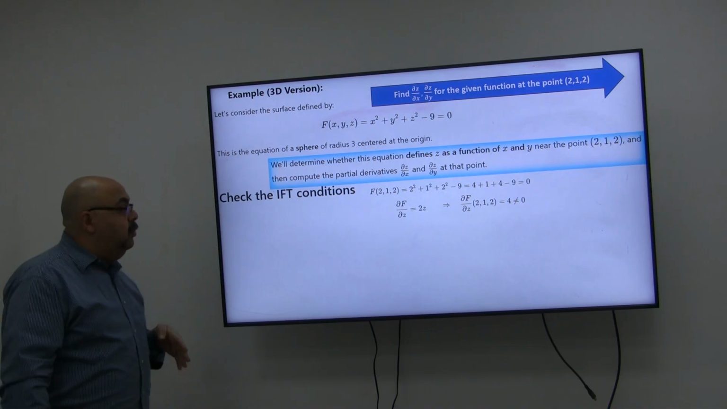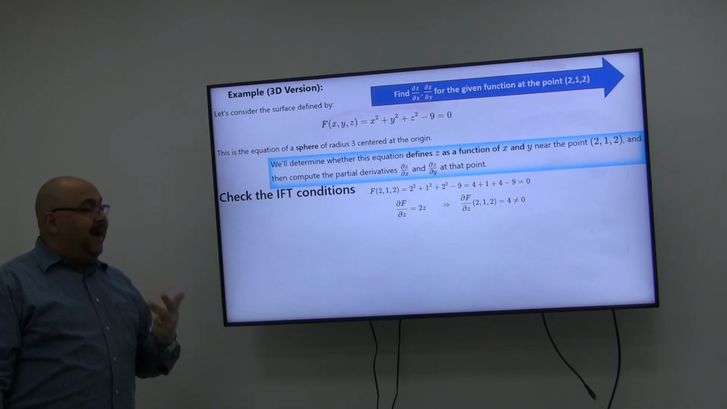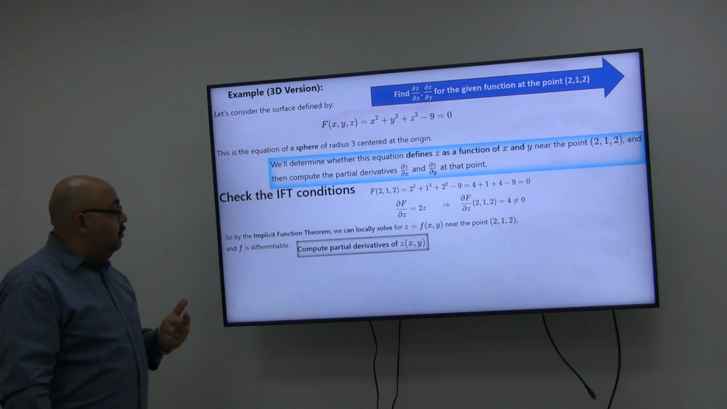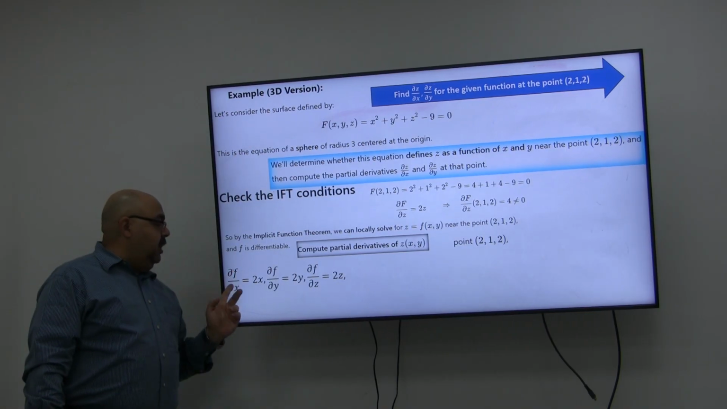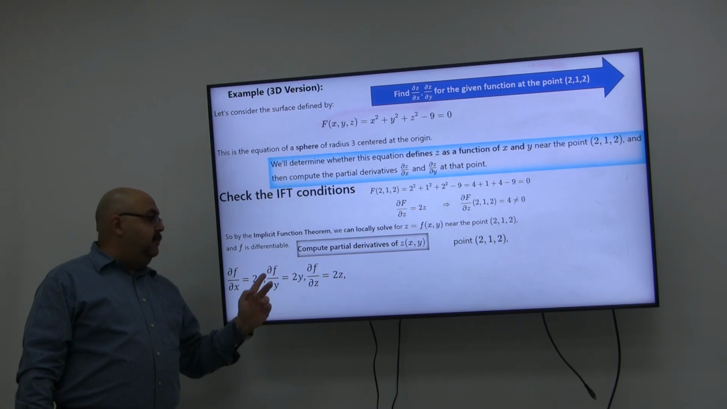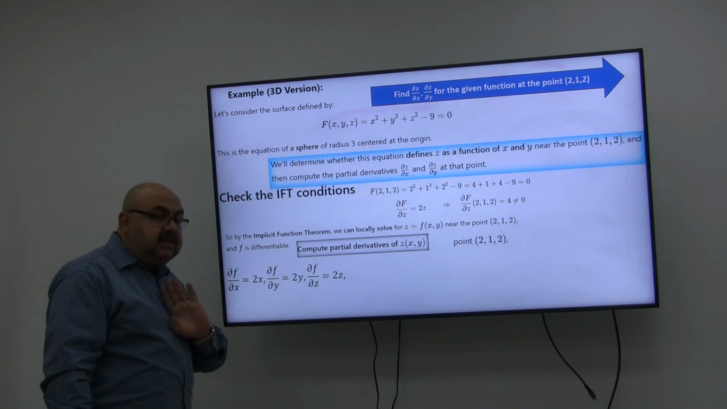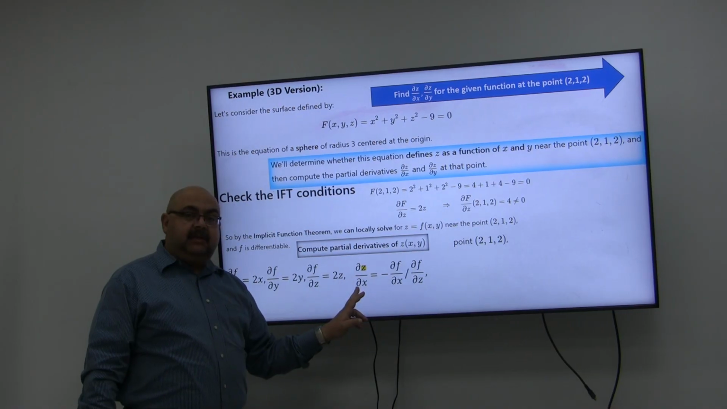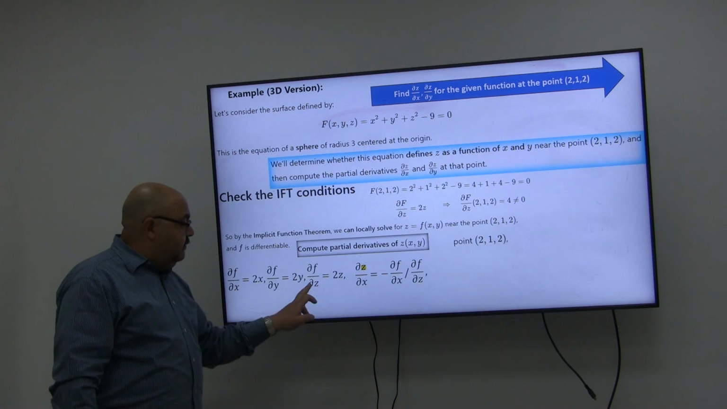Before doing so, I will differentiate my function with respect to x, with respect to y, and with respect to z. This is what I'm going to do for the time being. First of all, I will get the partial derivatives, partial f partial x, partial f partial y, partial f partial z. Then I can simply get partial z partial x, which is negative partial f partial x divided by partial f partial z.